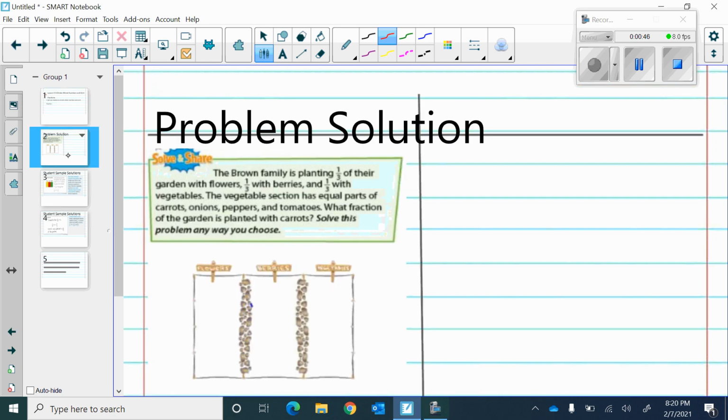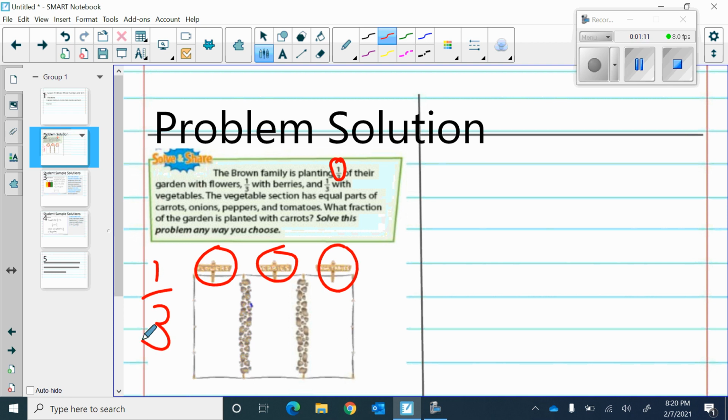The problem for this evening reads, the Brown family is planting 1/3 of their garden with flowers, 1/3 with berries, and 1/3 with vegetables. And you guys, you can see the thirds down here. So we know that our unit fraction will be 1/3.